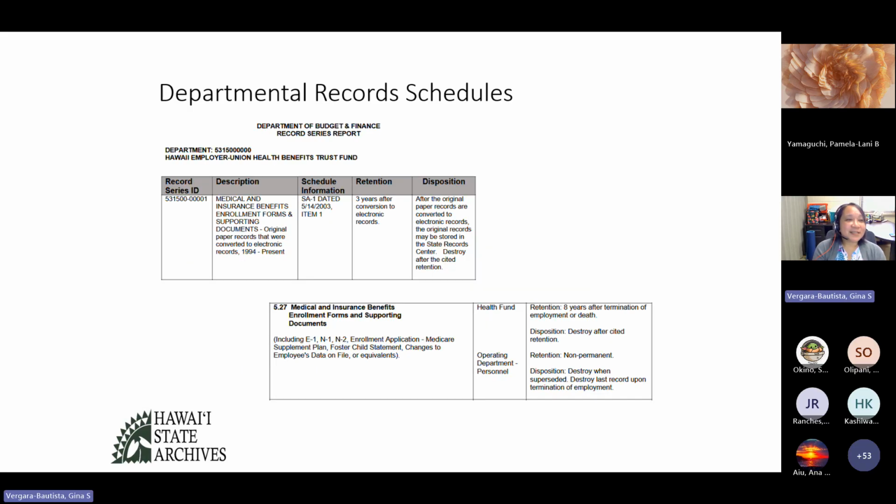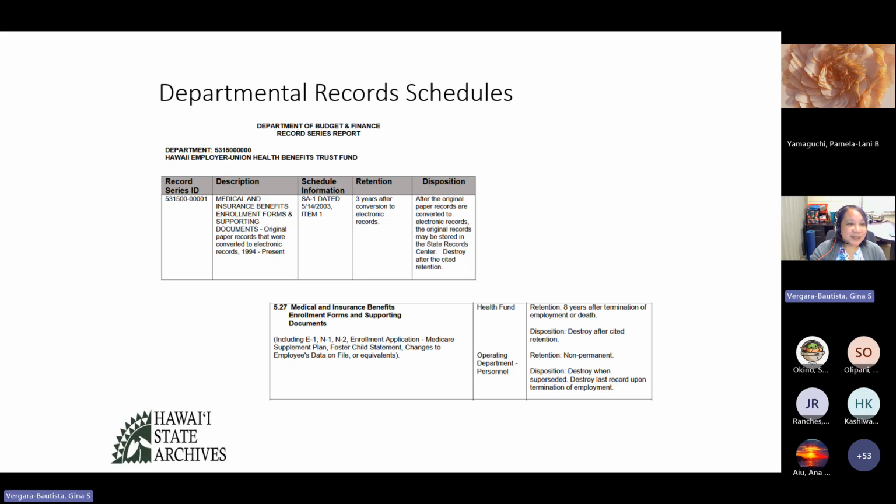Okay, so here's an example. I know we have a lot of attendees from BNF, EUTF. So interestingly enough, you have one retention schedule, one item in your retention schedule. And it's for medical and insurance benefits enrollment forms. And it says here that you retain it. Actually, let me go back one time.